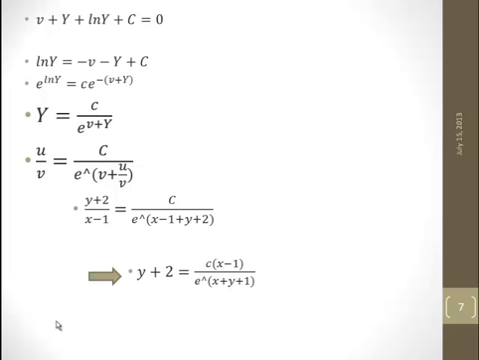Since u = y + 2 and v = x - 1, we now have (y + 2)/(x - 1) = c/e^(x - 1 + y + 2). Transposing, we now have y + 2 = c(x - 1)/e^(x + y + 1), which is our general solution.